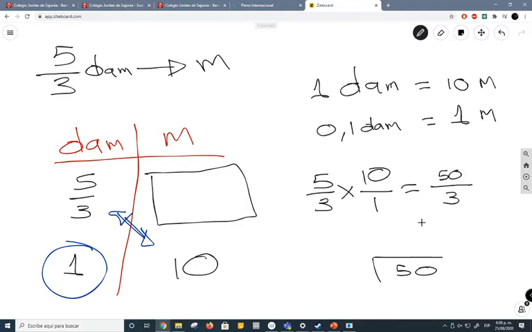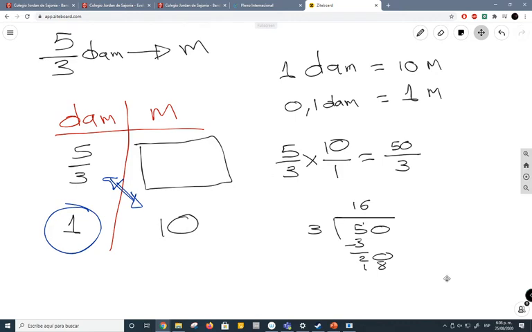So let's go back. Let's transform this number to a mixed number by dividing. So 3 in 5 fits 1 time. 1 times 3 is 3. We subtract and get 2. We drop down the 0. 3 in 20 fits 6 times. 6 times 3 is 18. 20 minus 18 is 2, and as there's nothing else to drop down, we finished with the division.